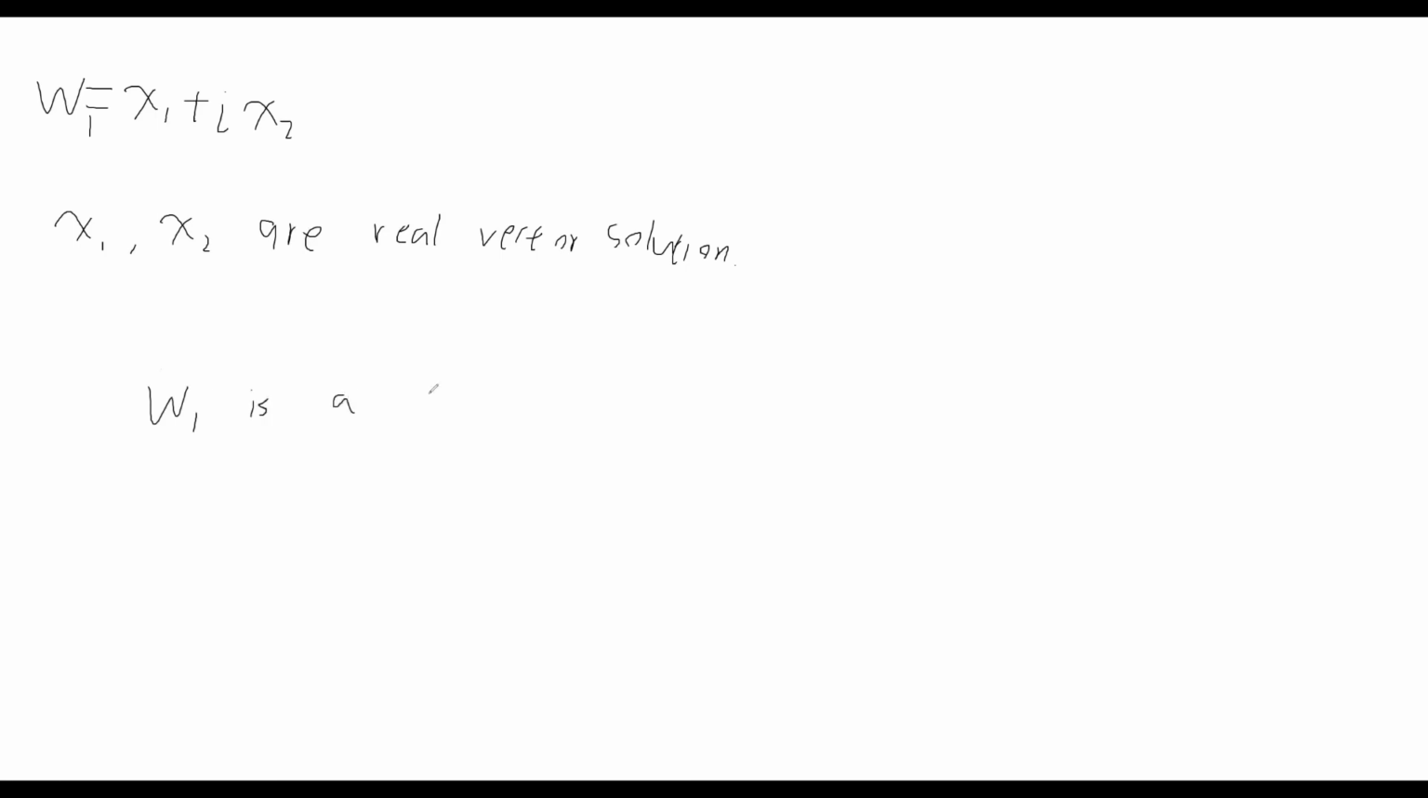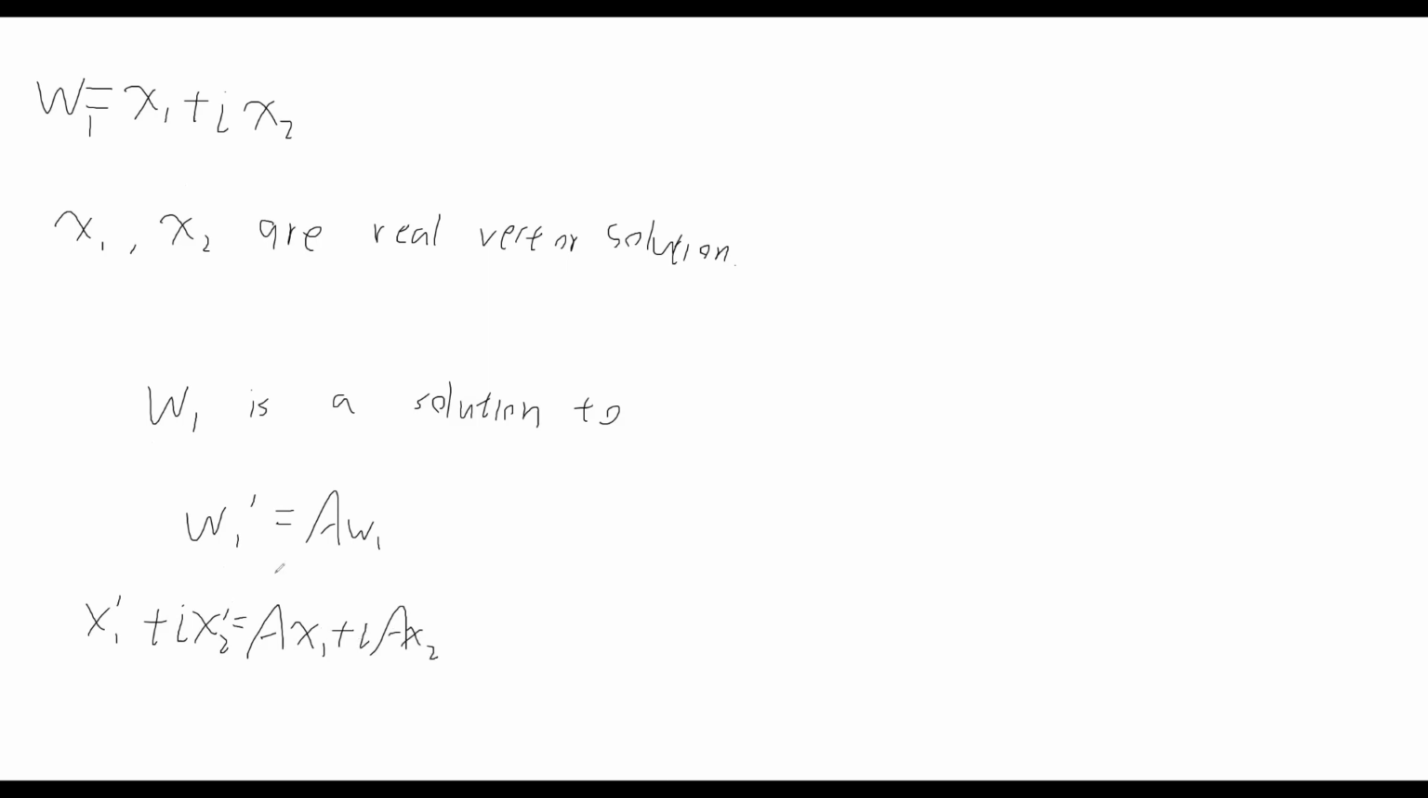And we know that w1 is a solution to w1 prime equals A w1. Right, that's the system that we're looking at. And if we replace the original x with the w1, this is what we have. All right, and then we can keep moving, replace w1 with x1 plus i x2, and then we have something like this: x1 prime plus i x2 prime is equal to A x1 plus i A x2.